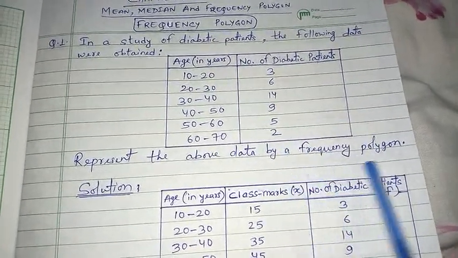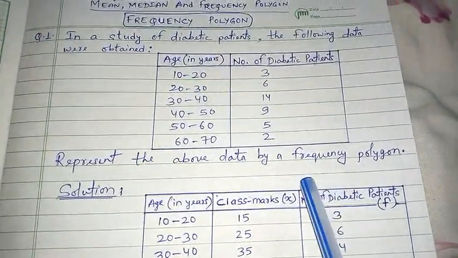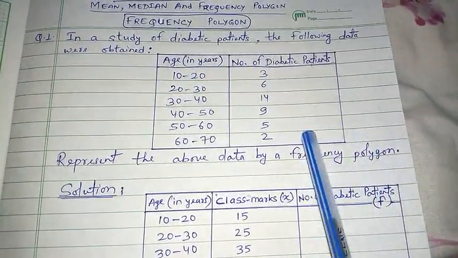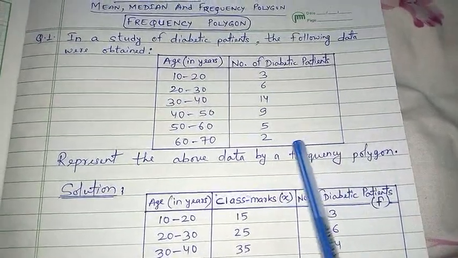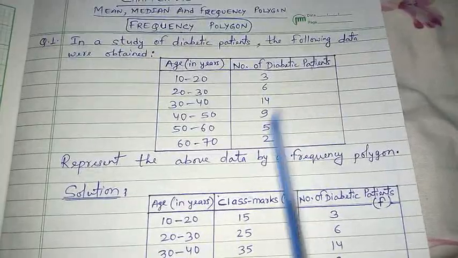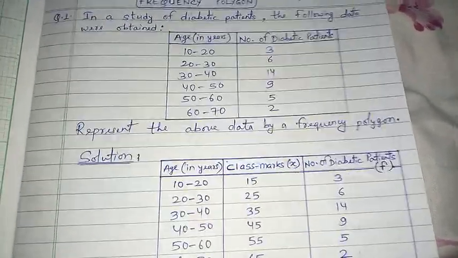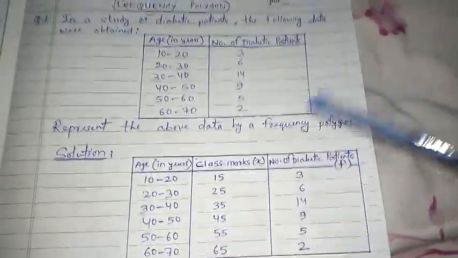So here you heard a word, you have to represent this data by a frequency polygon. Whenever you hear this particular word, frequency polygon, you should understand that this data has to be plotted on graph paper. I will teach you how to plot it. Till here it was the question. Now the solution starts.